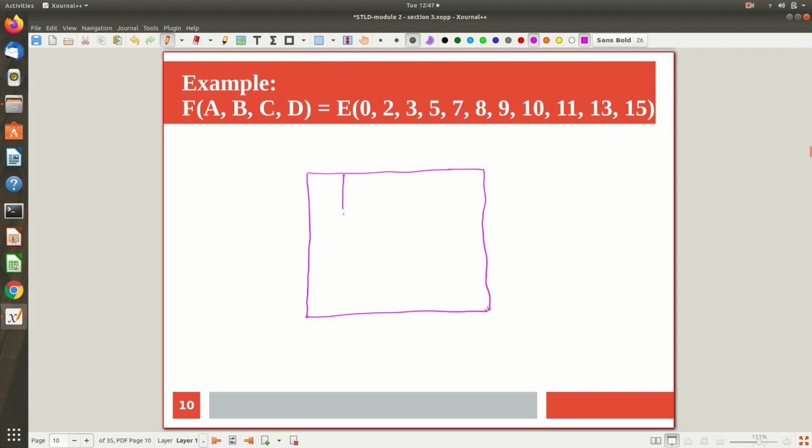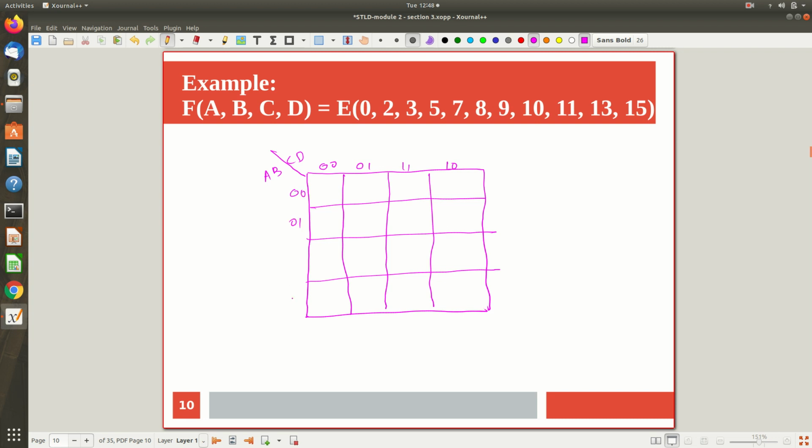Say the map is for a 4 variable function A, B, C, D, right? So there are 4 columns and 4 rows, fine. And let me name them. This naming depends, and if you are using some other material you may see a different naming convention. All are fine, provided we use the Gray coding, and that is our requirement. 00, 01, 11, 10. Now everything is fine, right?